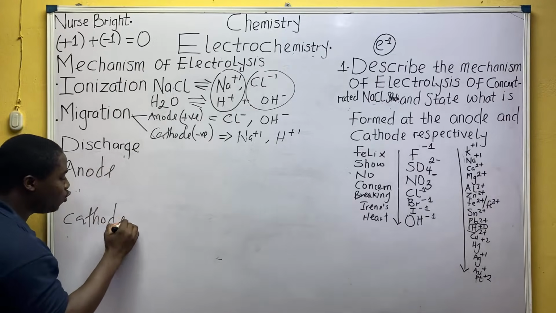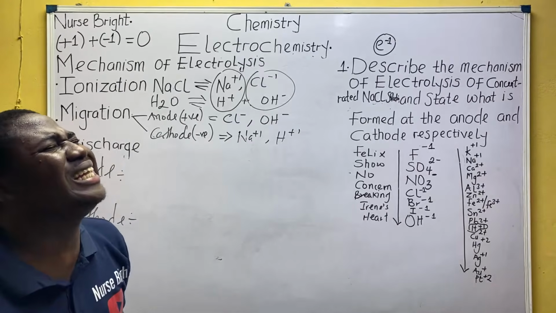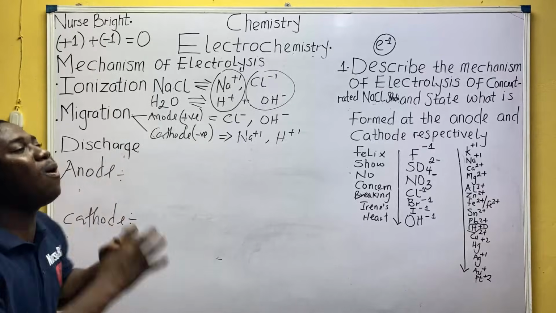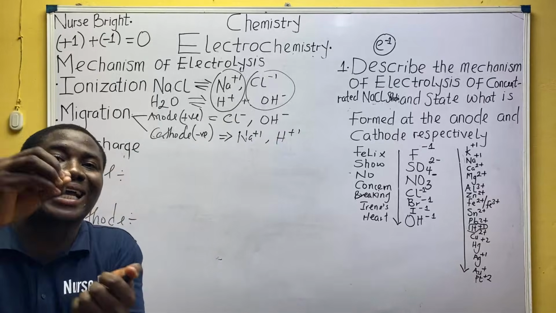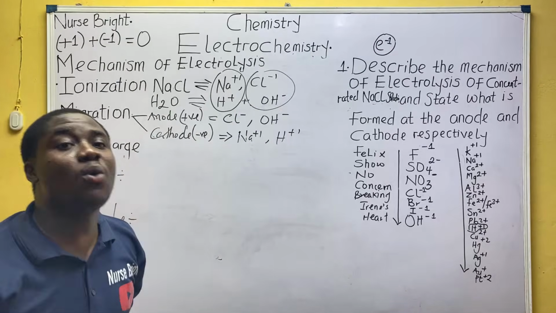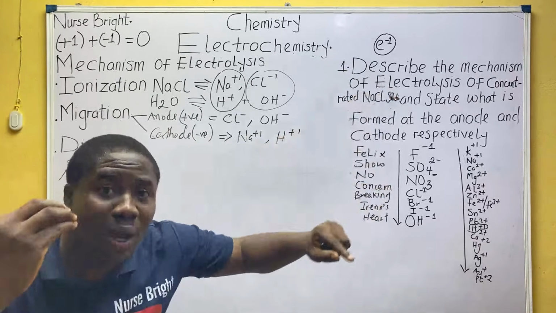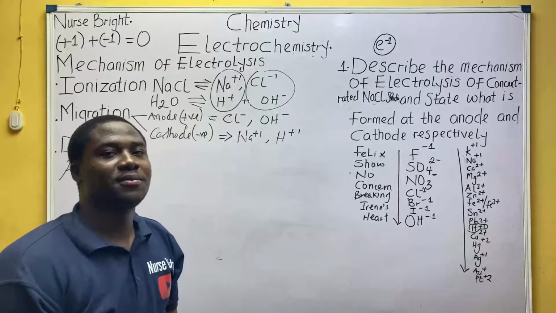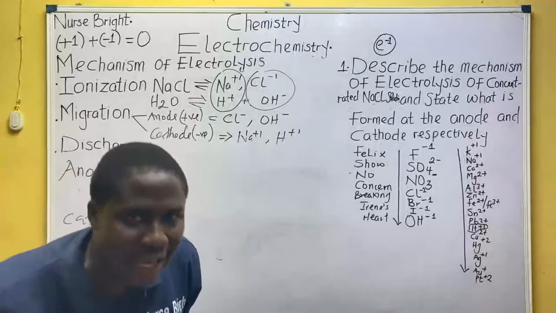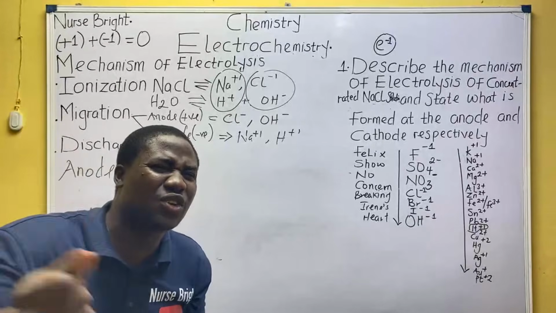Class, let me tell you, whenever you want to preferentially discharge ions to their respective electrodes, this is a competition. Which one will go to the anode and which one will go to the cathode? Whenever you see concentrated, take note of your anode. What you're thinking is not the answer. The factor that will determine which one will preferentially discharge is the concentration of the ion.